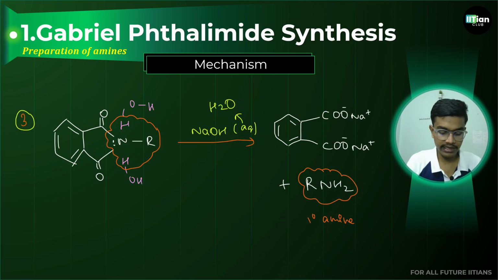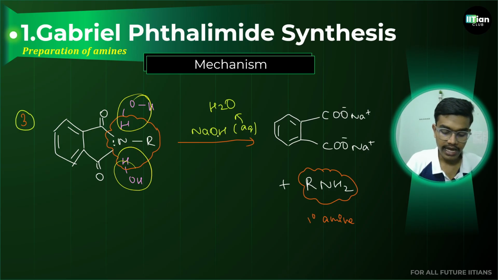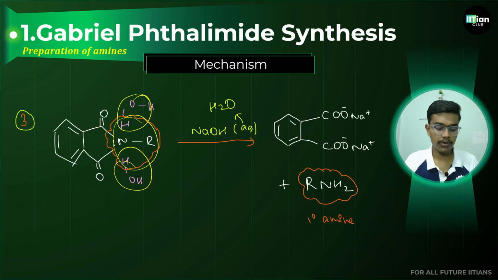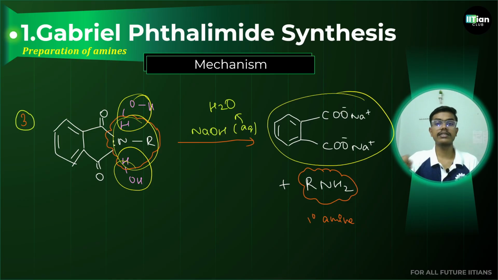And you see later this water. You see aqueous NaOH is used, and aqueous means water, and water comes and surrounds, and this R and this hydrogen from the water combine to form RNH2, and the rest you can see that it is forming a sodium salt of carboxylic acid, and you are getting 1 degree amine finally.